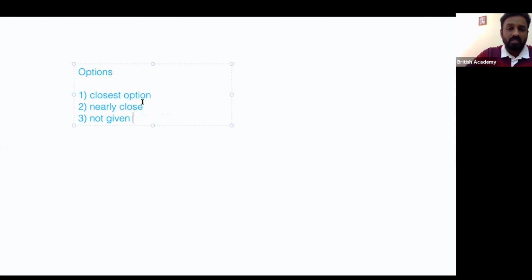In some questions, you may even get two options directly not given, if you're lucky enough, and the closest option is clearly available. And the closest option is your right option.